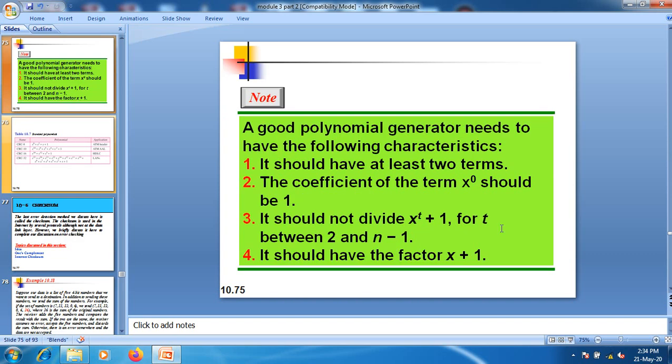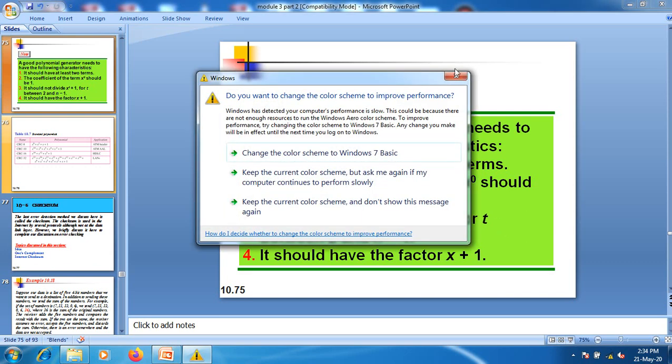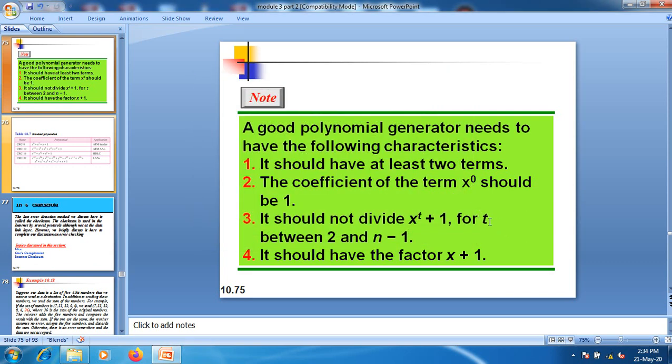These are some points associated with how we select the polynomial. A good polynomial generator needs to have the following characteristics. It should have at least two terms. The second one, the coefficient of the x naught term, x to the power 0, should be 1. It should not divide x to the power t plus 1 for t in the interval between 2 and n minus 1. It must have the factor x plus 1 here.